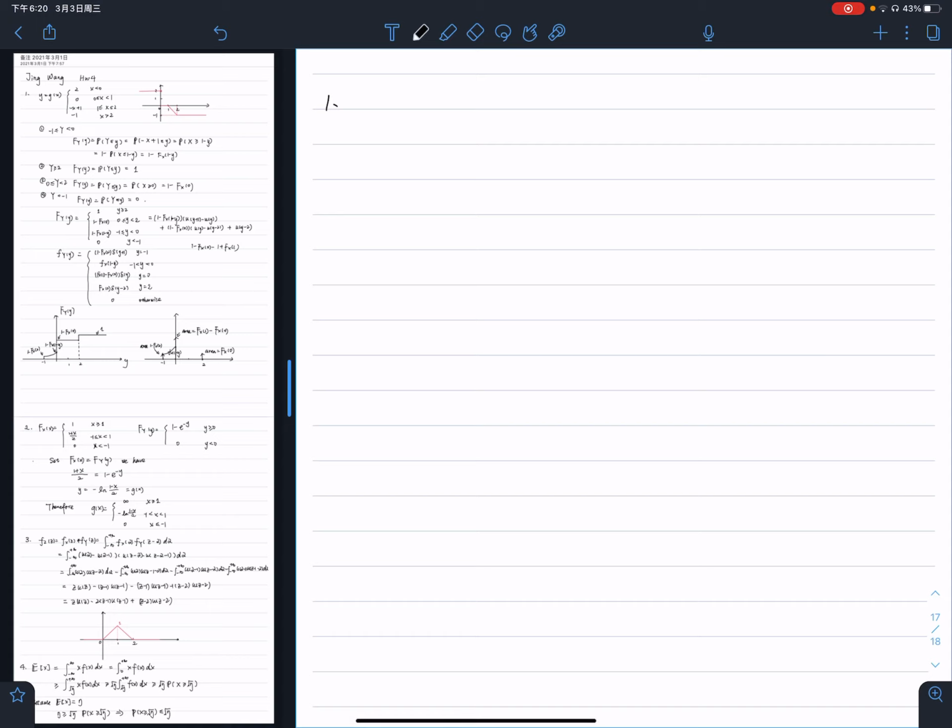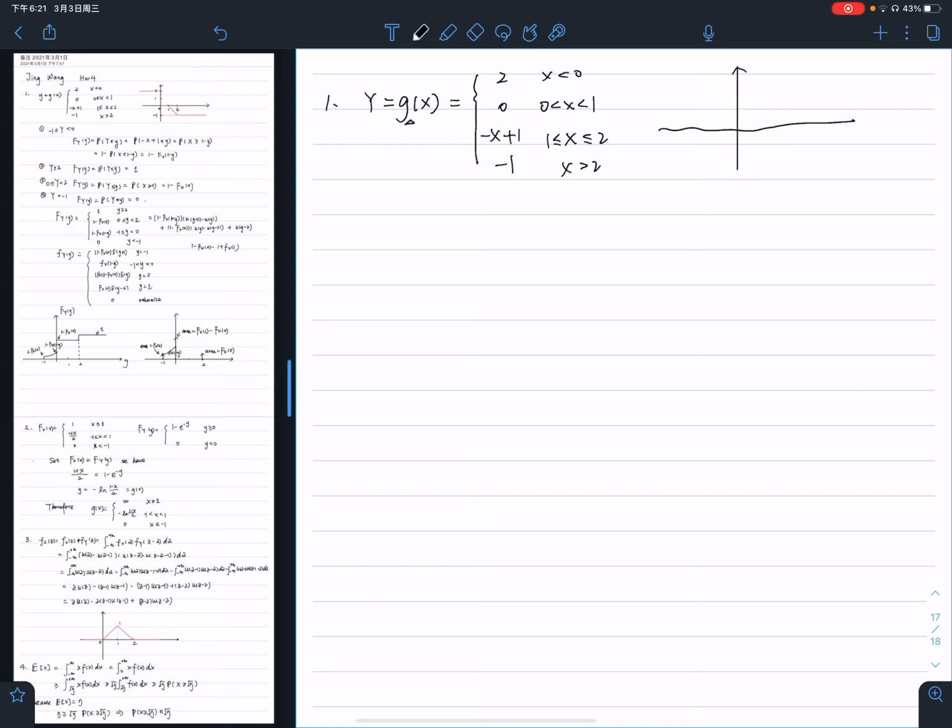Firstly, we know that the random variable X and the random variable Y satisfy the function g, and the formula of g(x) is 2 when x is smaller than 0, 0 when x is larger than 0 and smaller than 1, negative x plus 1 when x is larger than or equal to 1 and smaller than or equal to 2, and negative 1 when x is larger than 2. Then we draw the sketch of g(x).